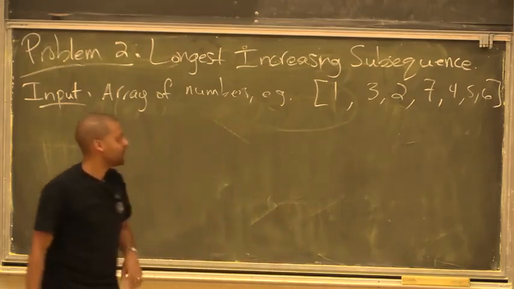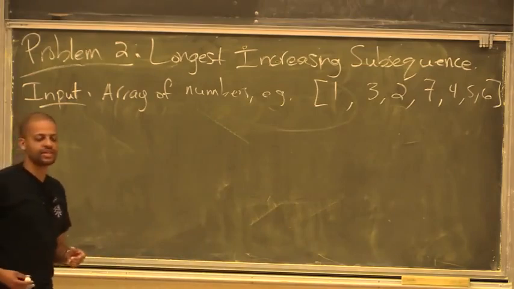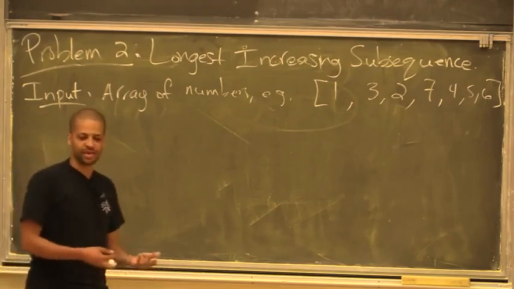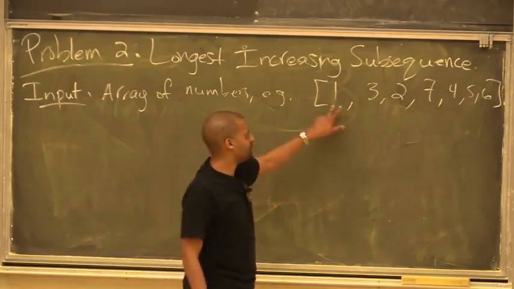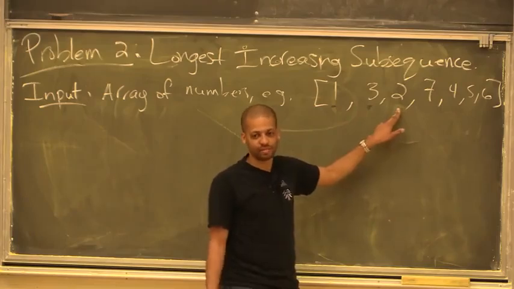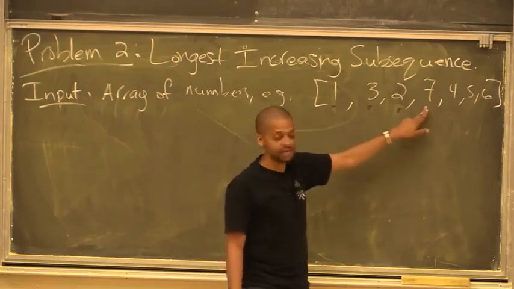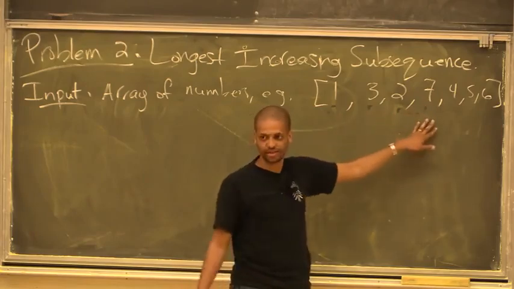Okay? A greedy algorithm wouldn't work. A greedy algorithm would be like, as long as I can take the number because it's bigger than what I've taken so far, I take it. If I did that, I would take 1, then I would take 3, then I can't take 2 because it's smaller than 3. Then I would take 7, I'd be done. So I'd have a subsequence of length 3, right? 1, 3, 7 is length 3.